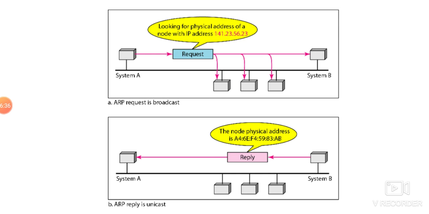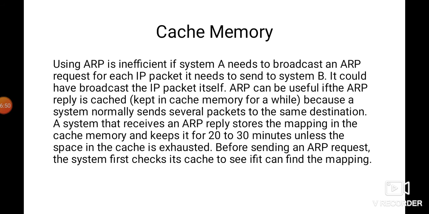System B sends an ARP reply packet that includes its physical address. Now system A can send all the packets it has for the destination, that is B, by using the physical address it has received. Okay, so this is the working of ARP. Next, one more thing is there: the concept of cache memory.